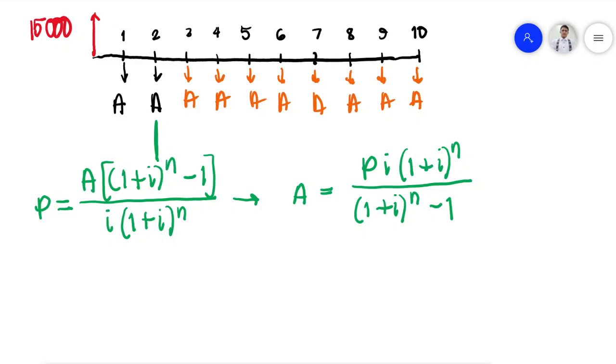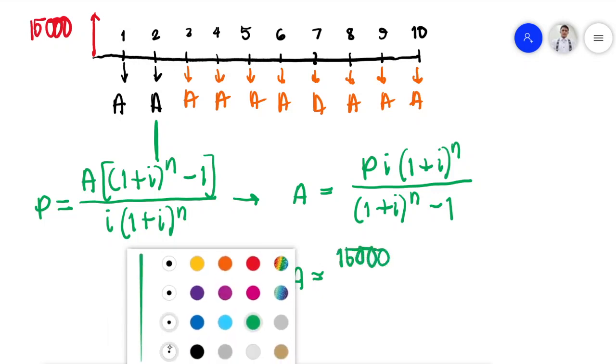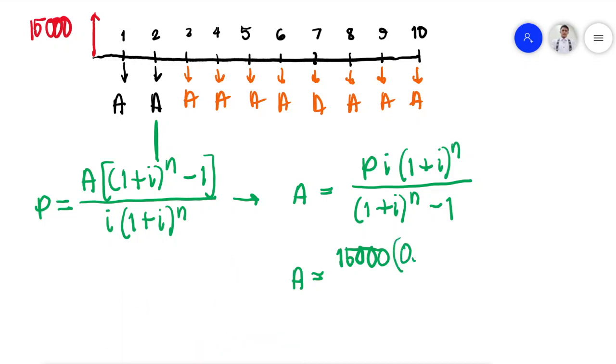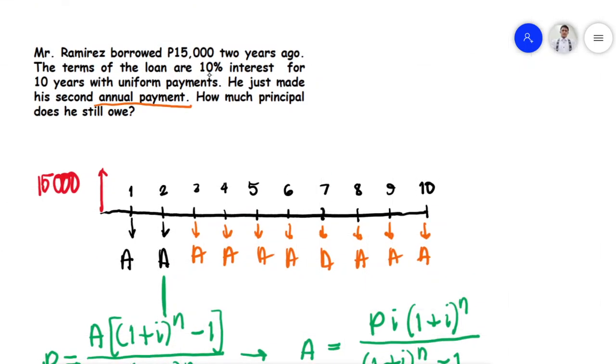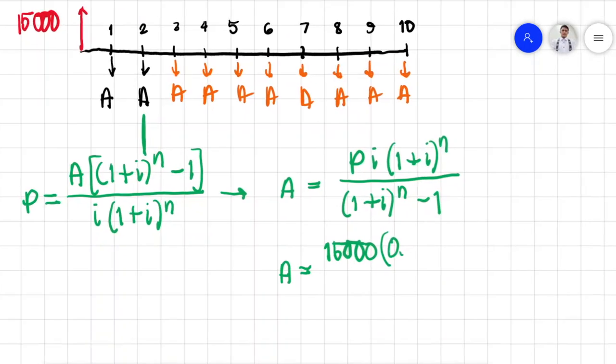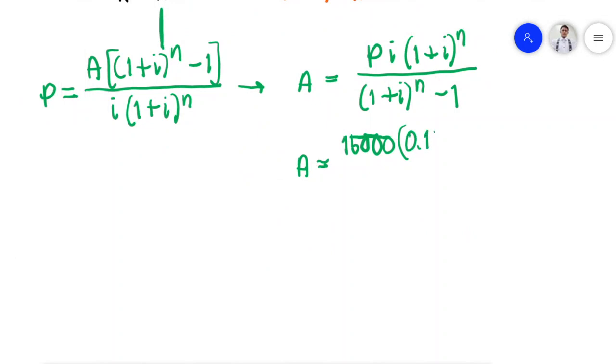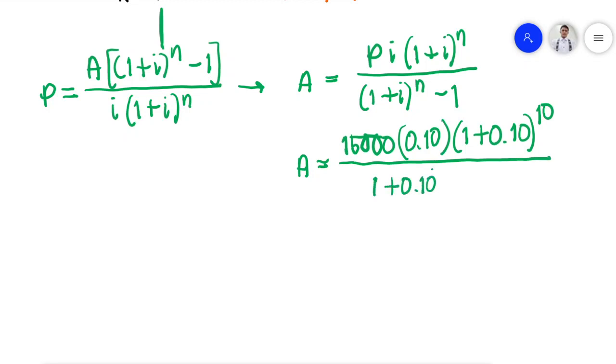Okay, so I think let's substitute now. A is equal to what? 15,000, that's the amount he borrowed. Then times I. What again is the interest given here? It's 10%, so 0.10. Then times 1 plus 0.10 raised to the power of 10 all over 1 plus 0.10 raised to the power of 10 minus 1. Okay? So evaluating that will give us an answer of what? A is 2,441.18. Okay? So, this is his supposed payment.